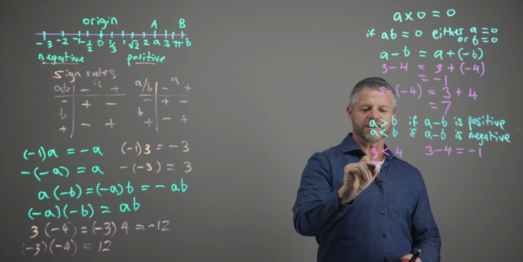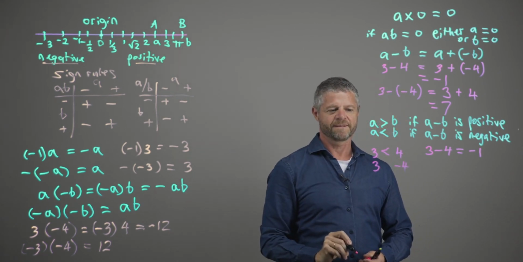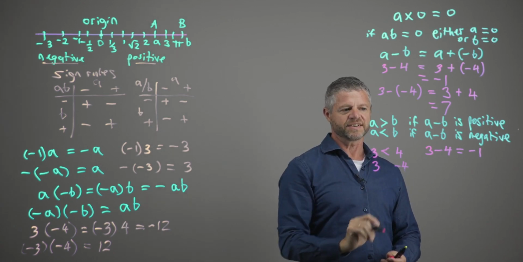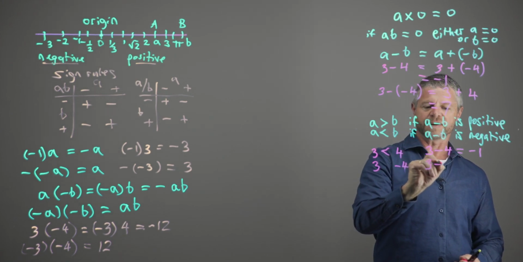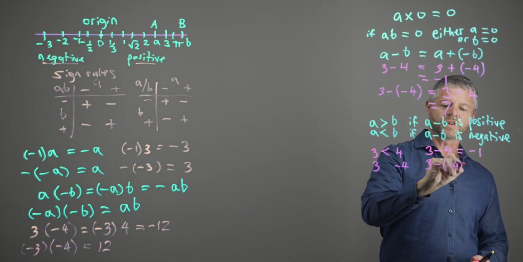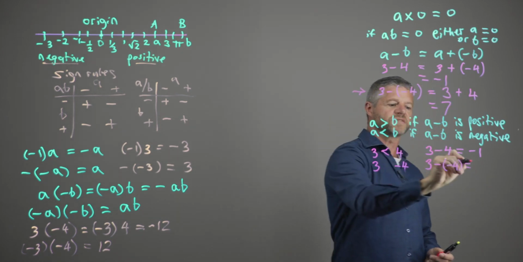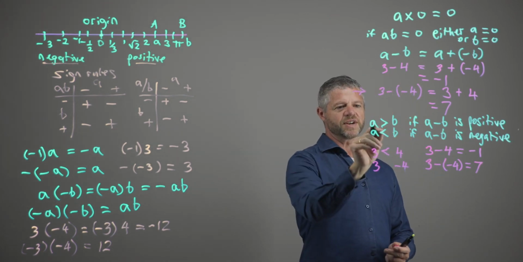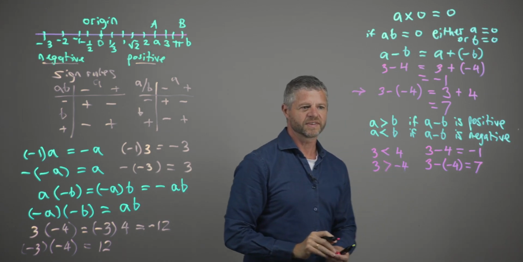What about 3 and minus 4? Do we have a less than sign here or a greater than sign here? So again, we'll apply the definition. So we'll do 3 minus minus 4. That's this example here. We got a positive result. So A minus B is positive, so A must be greater than B. We must have a greater than sign here.